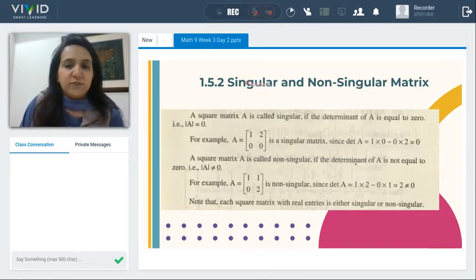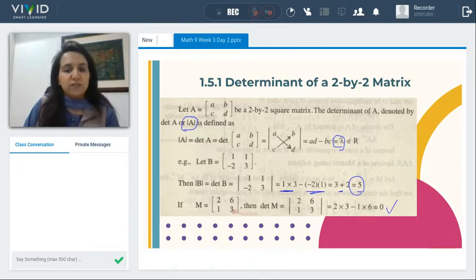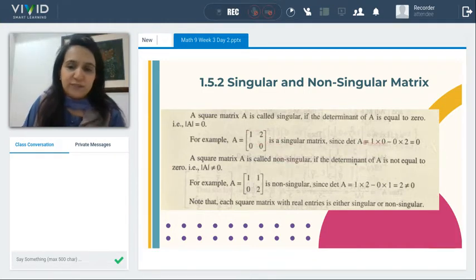Which matrices are singular and which are non-singular? A square matrix A is called singular if the determinant of A is equal to 0. Let's go back to the examples which we have solved. The third matrix was M, whose determinant came out 0. If the determinant of a matrix is 0, we call it a singular matrix. For example, if A is the matrix 1 2 0 0, it is a singular matrix since its determinant is 0. 1 into 0 is 0, minus 2 zeros are 0. So 0 minus 0 is 0.